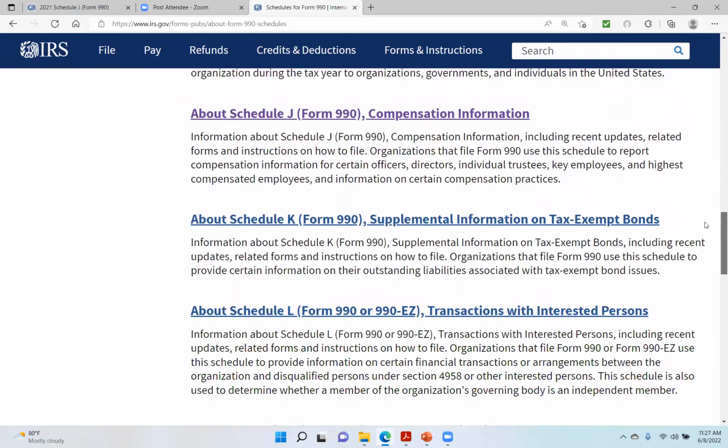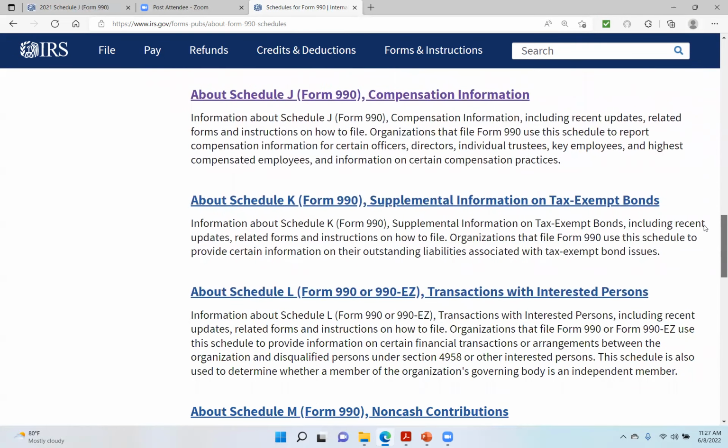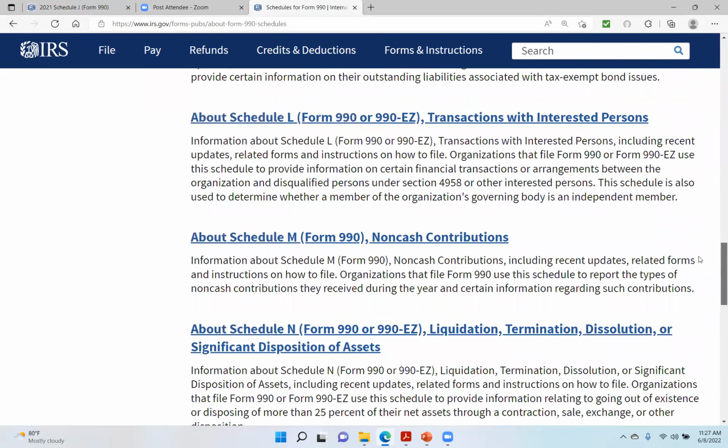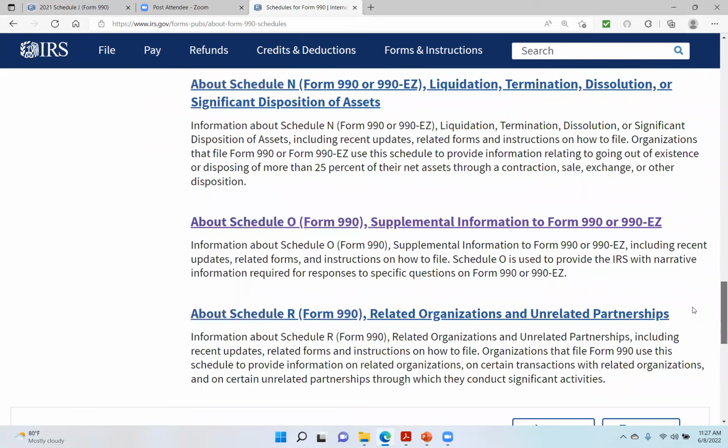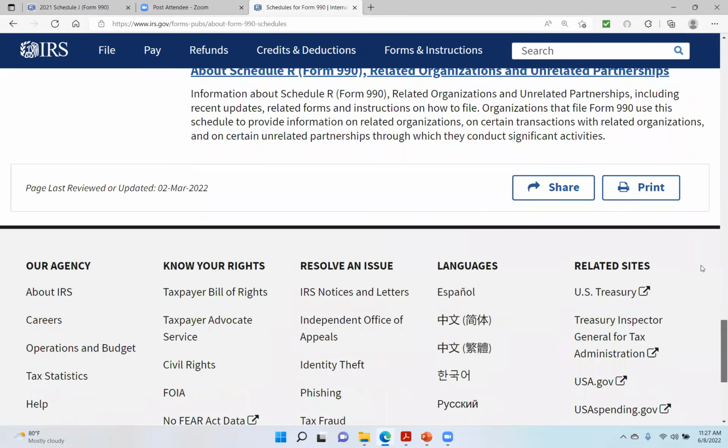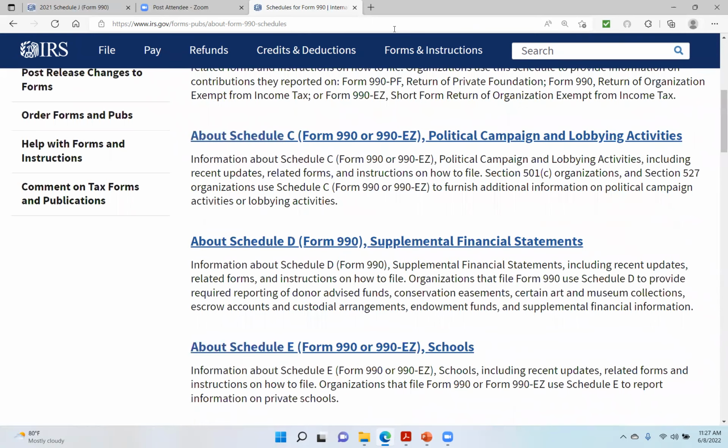And guess what else they did not include? They didn't include J. That's the one I wanted to see about compensation. Maybe I missed it. I'm going to go back, but I didn't see J. I didn't see K, L, M, N, O, R. So let's go back. I'm sure it has to be a J in there, because J talks about compensation. So let me pause. Maybe I didn't click far enough. Let me go back to the Form 990, because that's hard to believe. There's no J.